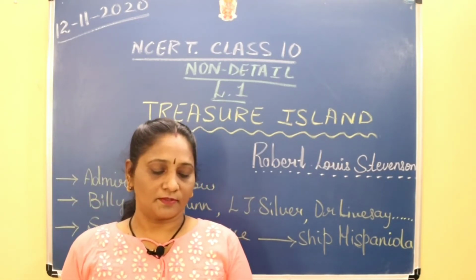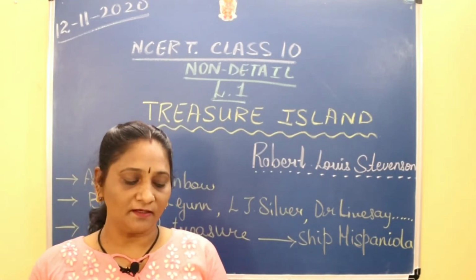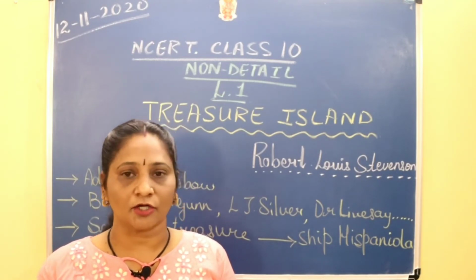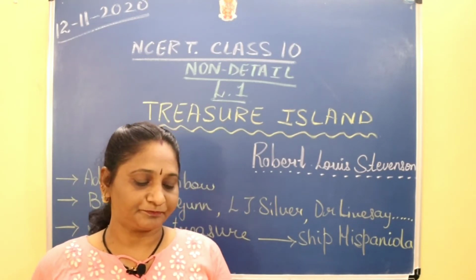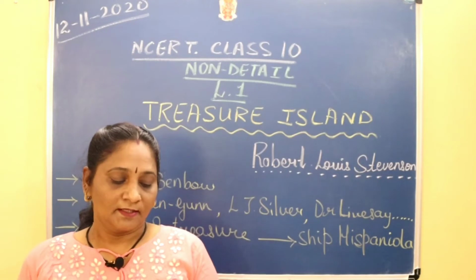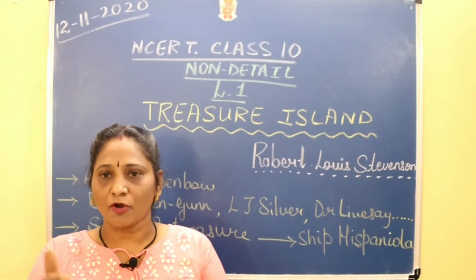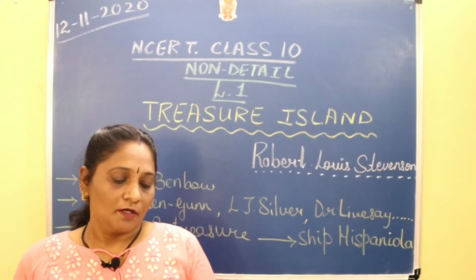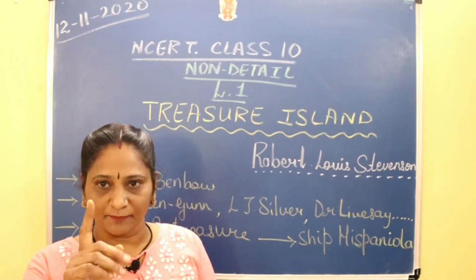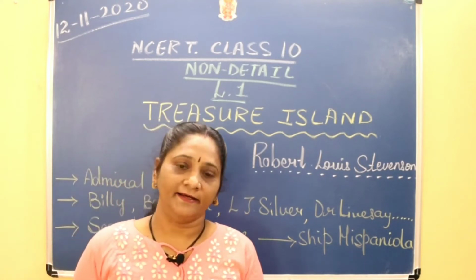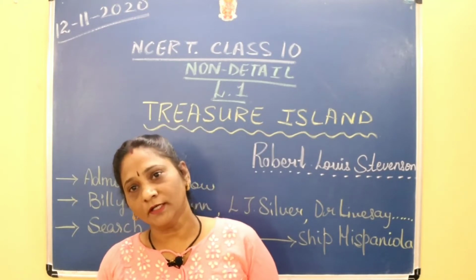One day it so happens that a wizened old seaman with a severe scar across his face, there was a scar on his face, this person came to the inn. He took a room there. This man had a sea chest with him, a box with him. So it is said that the sole possession, the only possession which this seaman had, was an old sea chest.